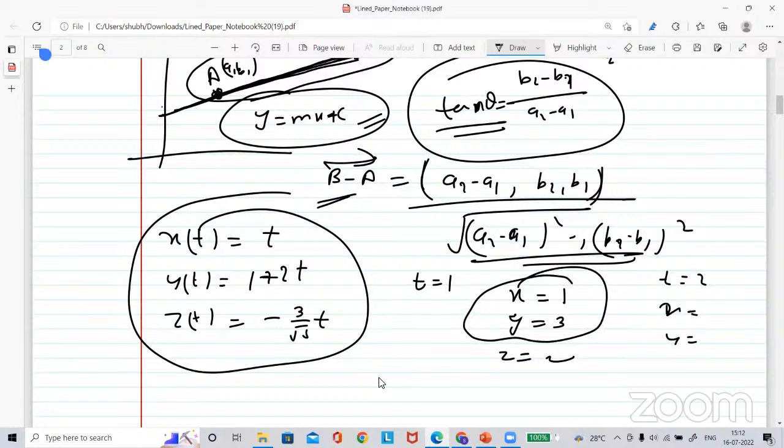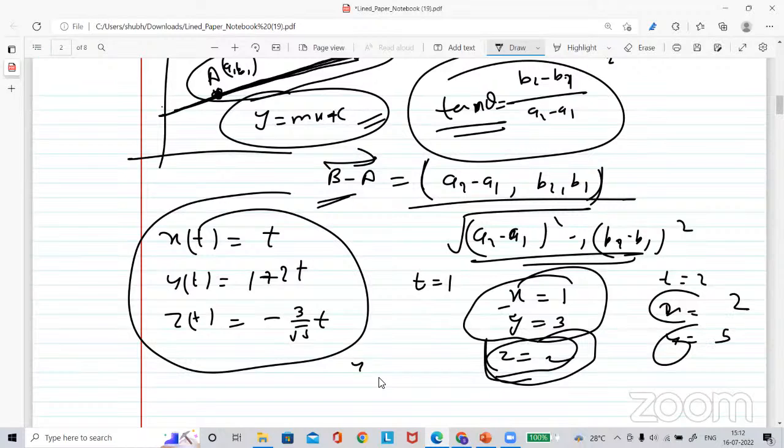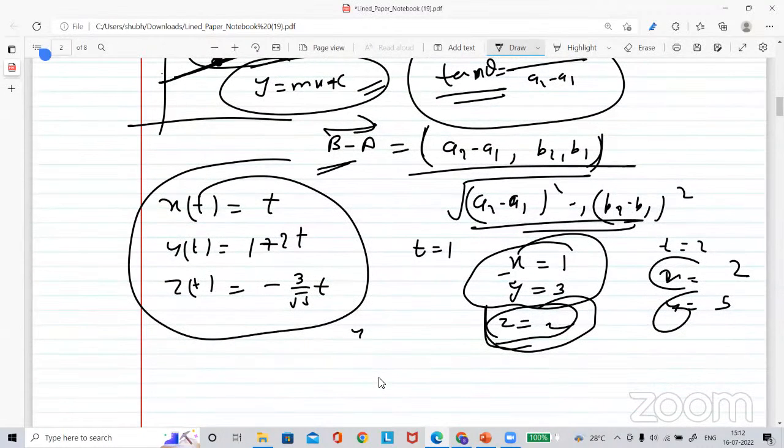Only for getting the direction, we need only 2 directions. Using x and y, z depends on them, so you do not need to consider it. Only using x and y, subtract and get the direction. If you substitute 2 here, you will get 2 here, and this is going to be 5. Now we want to find the direction, so make it b minus a, only with x and y, since z depends on them, right?